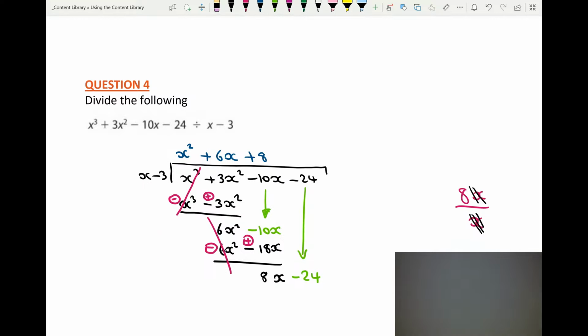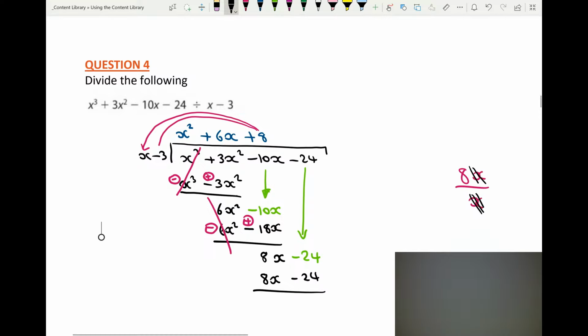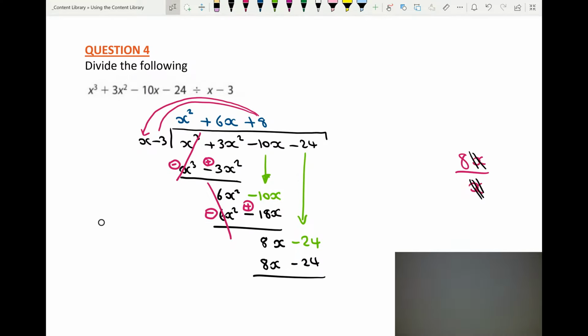And my final step is I now come back to this multiplication back down. So I multiply the 8 by the 8x. And then I multiply the 8 by the minus 3, and I get minus 24. Now at this stage, you should always notice that the numbers are the same. You can see here I have 8x minus 24 and 8x minus 24.